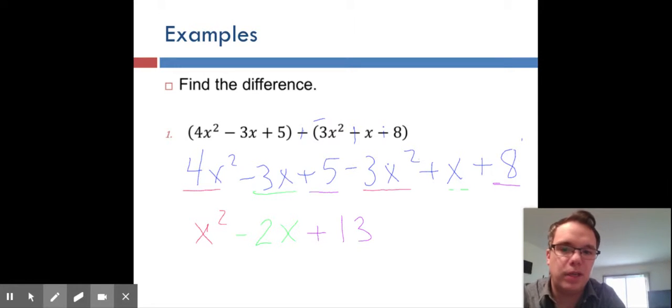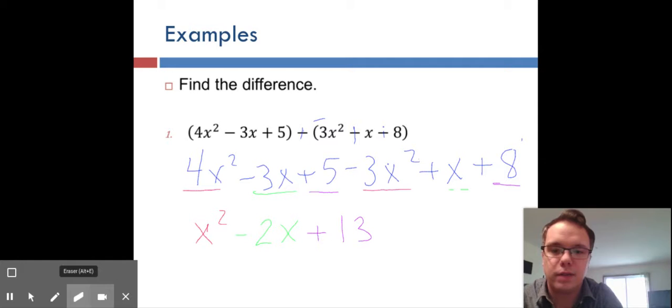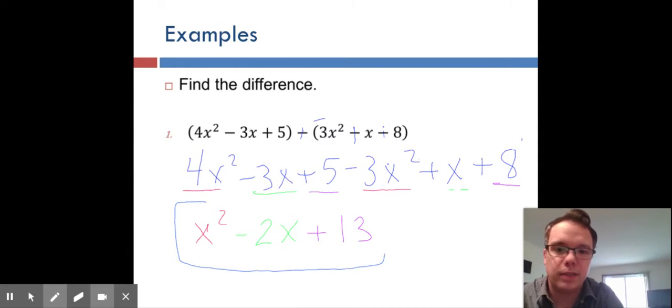So we have a polynomial. It goes from biggest power to smallest, so squared, first power, constant. And there's no more like terms to combine, so this is our answer. This is our solution. It is x squared minus 2x plus 13.